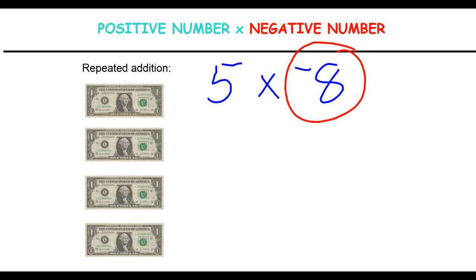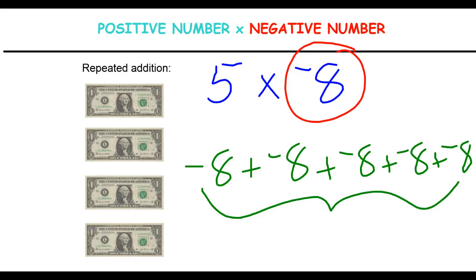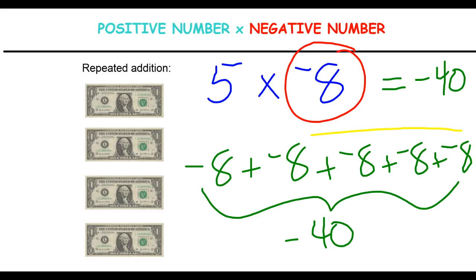Well, we could say this is 5 added to itself negative 8 times, but we're not entirely sure what adding something to itself a negative number of times would be. So we can say that this is negative 8 added to itself 5 times. So negative 8 plus negative 8 plus negative 8 plus negative 8 plus negative 8. Add those all together, and that's negative 40. So 5 times negative 8 is negative 40, and we did that by using the definition of multiplication as repeated addition.